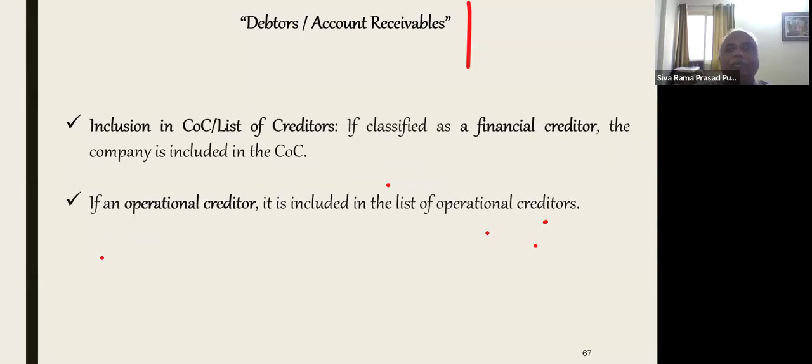Inclusion. In the COC, his name is to be included as a financial creditor. If operational creditor, it is to be included in the list of operational creditors. So here, two versions are there. One is with recourse, the second one is without recourse.